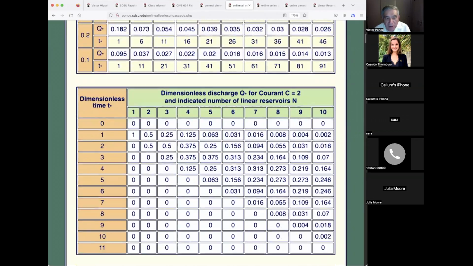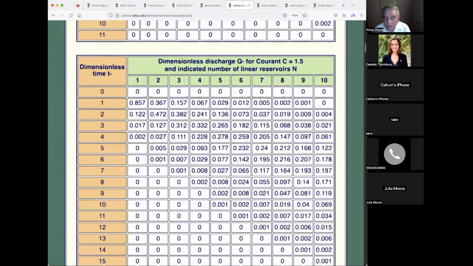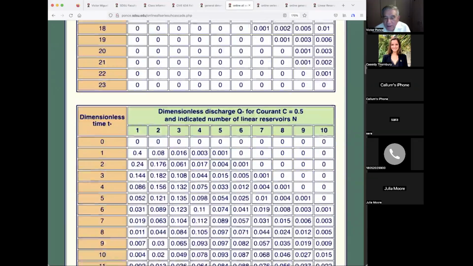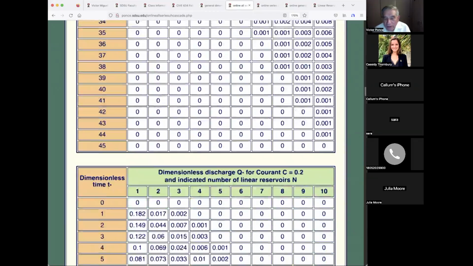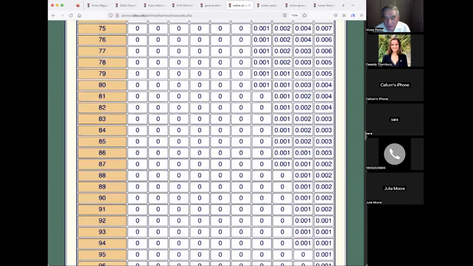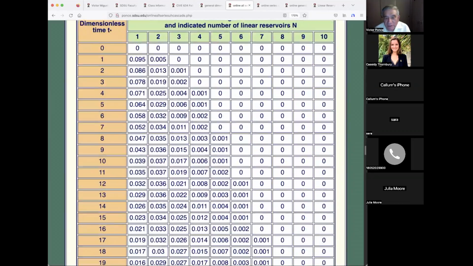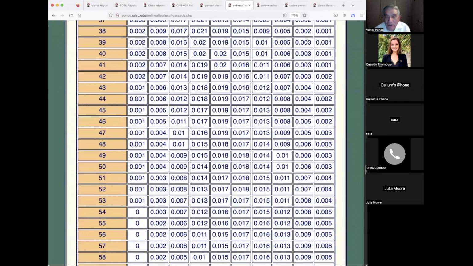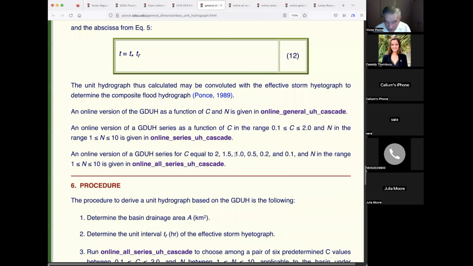Okay, and then the hydrographs, all the hydrographs. So every answer is here. The world of answers is written in here. That's right. It's the world of answers. So that's the procedure then.